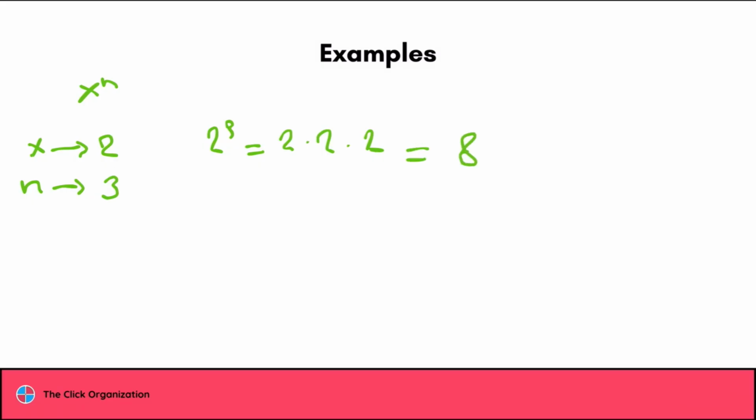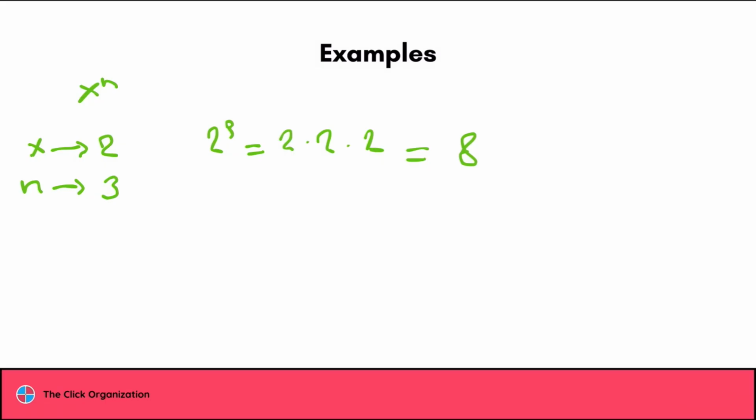So for example, I had x to the power of n, right? And instead of x, I have, for example, 2. And instead of n, I have, for example, 3, right? So I have 2 to the power of 3. This literally means 2 times 2 times 2. 2 multiplied by itself 3 times, which is equal to 8, right?